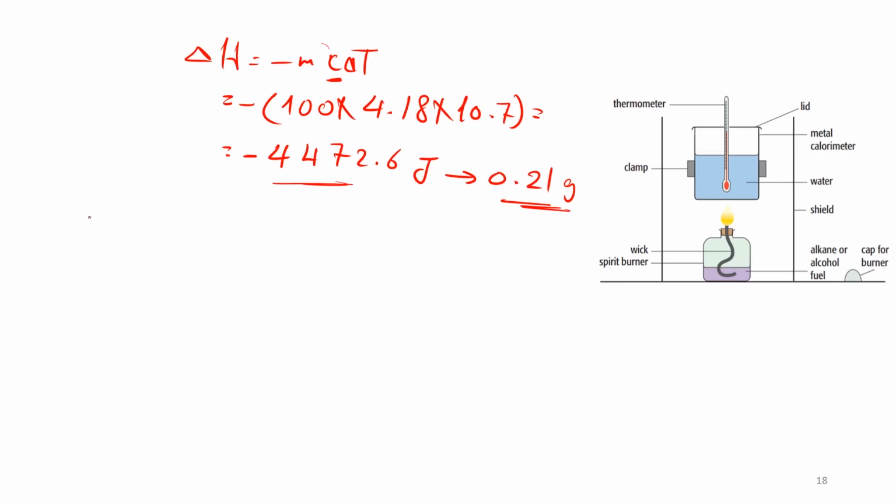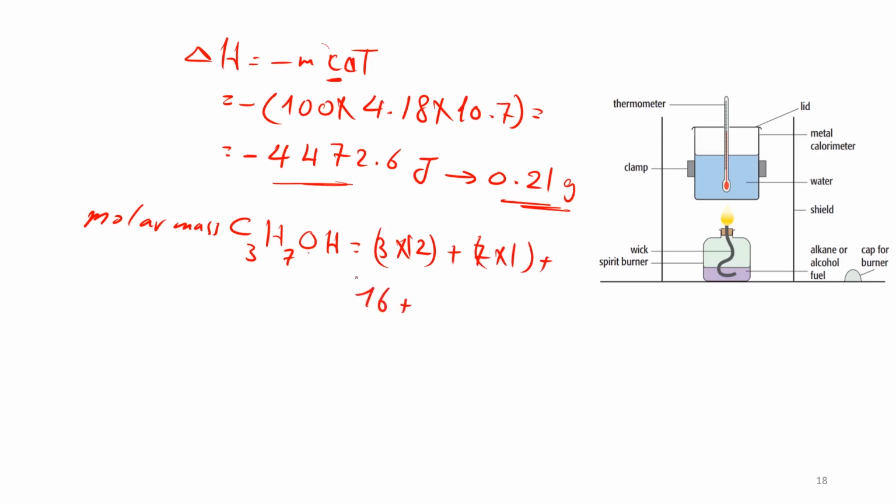To be able to know that, I need the molar mass of propanol with the formula C3H7OH. In that case, it will be equal to 3 multiplied by 12, plus 7 multiplied by 1, plus 16 for the oxygen and another 1 for the hydrogen. The total is equal to 60 grams. This is the molar mass. So 1 mole of propanol is equal to 60 grams. Now, if I know that this amount of energy is released for 0.21 grams of propanol, so if I have 60 grams, how much energy will be given off?